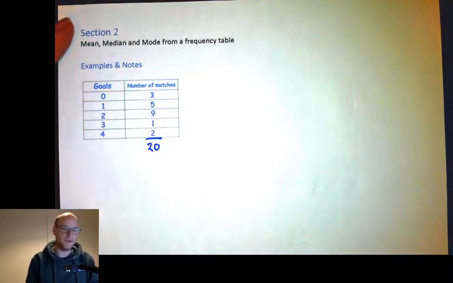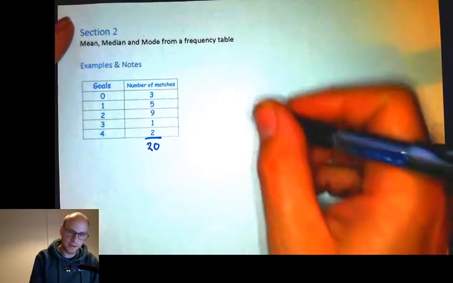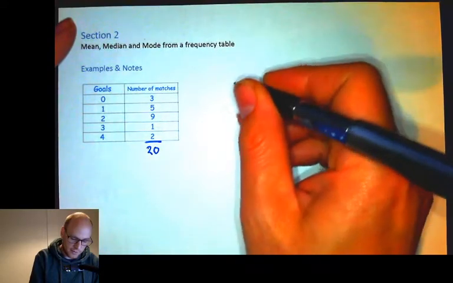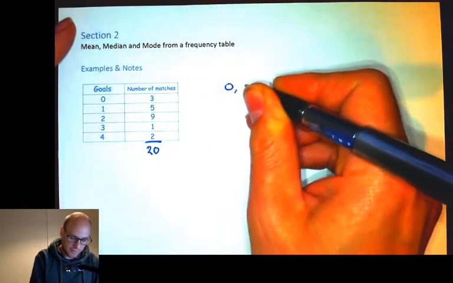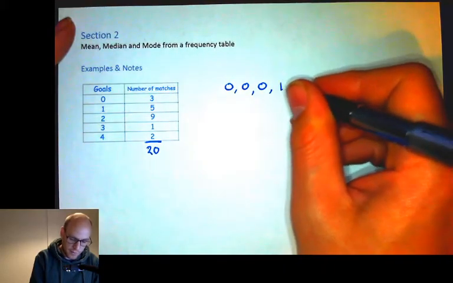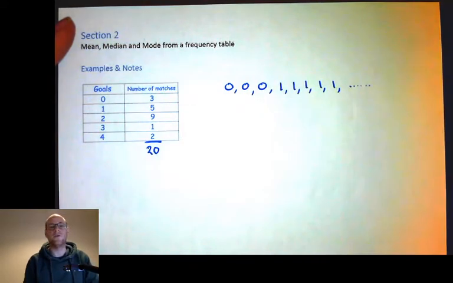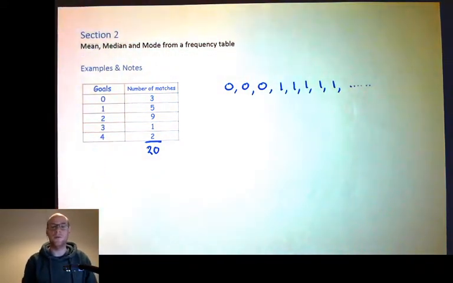Now I'm just going to quickly show you what that might look like if it was written out. So 3 zeros, my data would look like this: 0, 0, 0. 5 ones. You get the idea. So don't want to write out all 20 bits of data, but it's quite important that you can visualize what's going on with the table. The table's just summarizing a big long list of data.